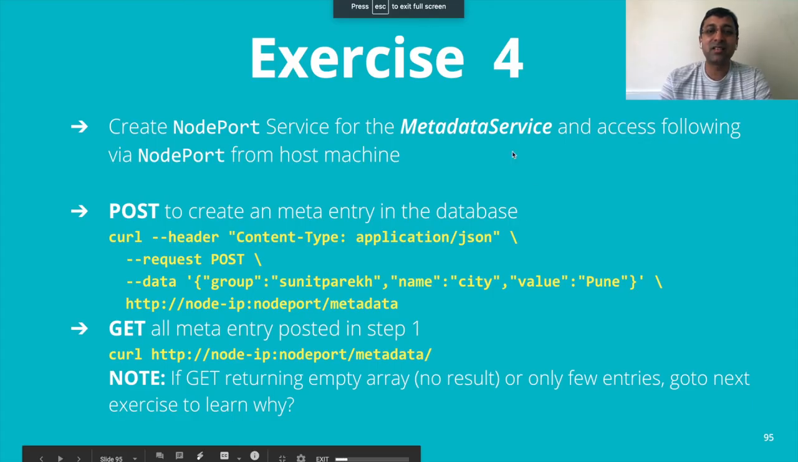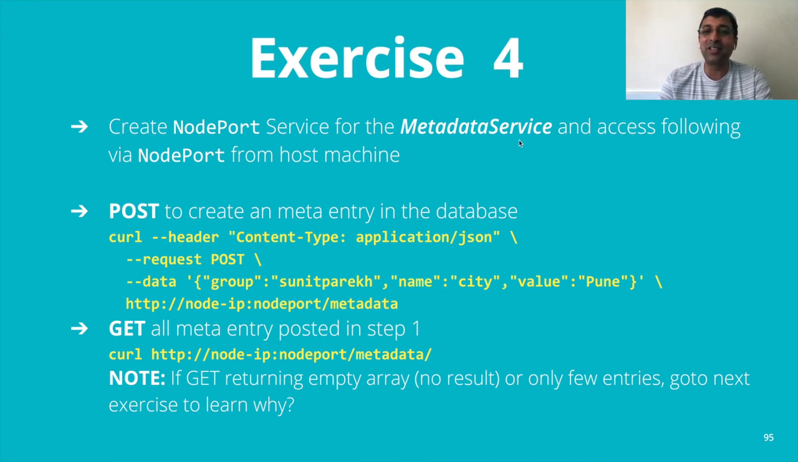Exercise time. Exercise 4. By now you must have figured out what the exercise is. So create a node port service for the metadata service and access the following via node port from your host machine. We have two endpoints that we learned. One is to do the POST, which saves the data inside the metadata service, and use the GET API to access the meta entries that you have stored in the POST method in the previous step.